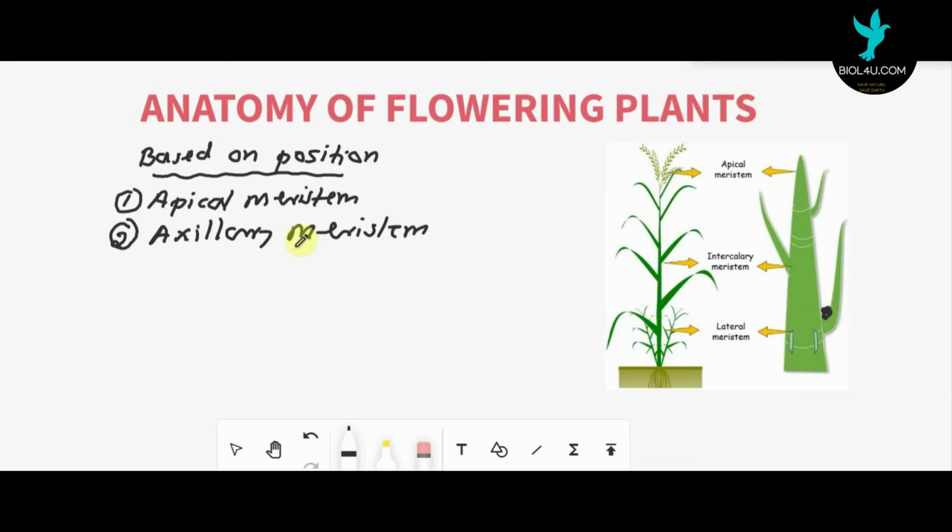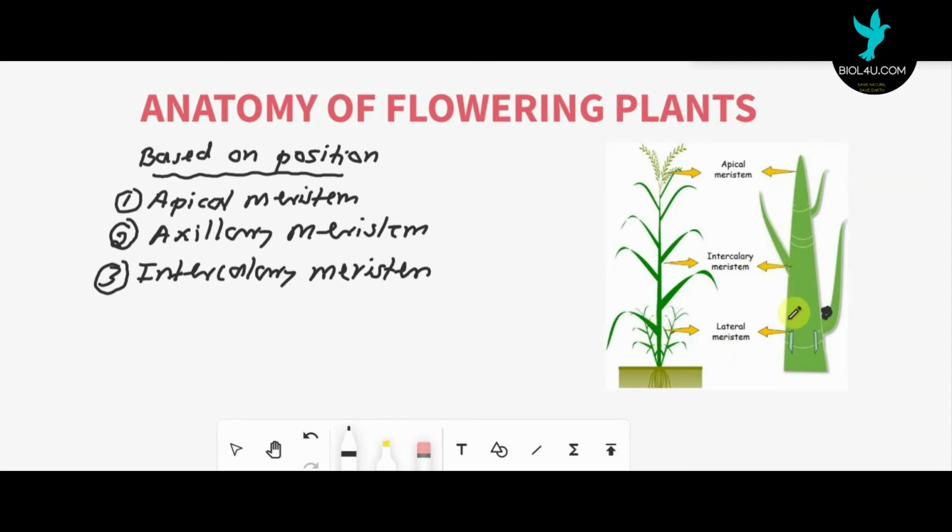Okay. And the third type of meristem is the intercalary meristem. So these are the 3 types of meristem based on the position in the plant. Apical meristem is present at the apex of the stem and also at the apex of the root.